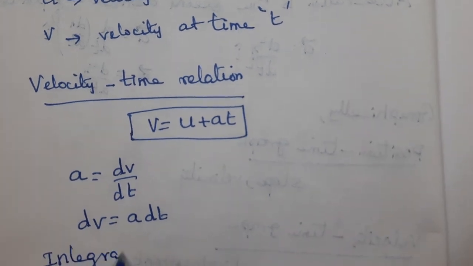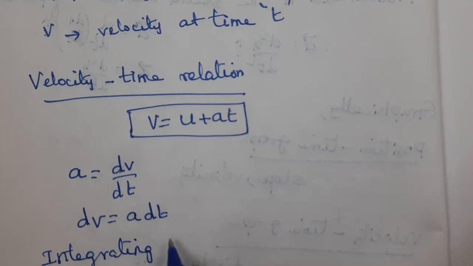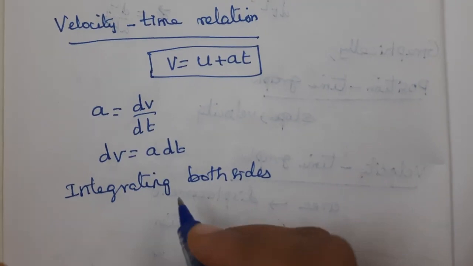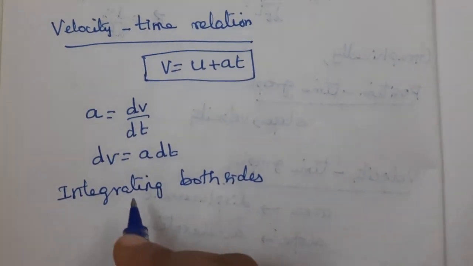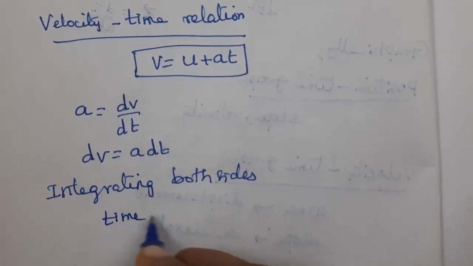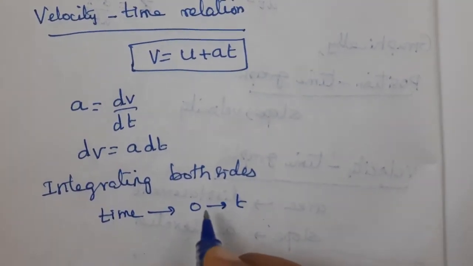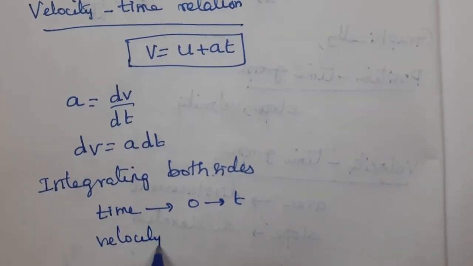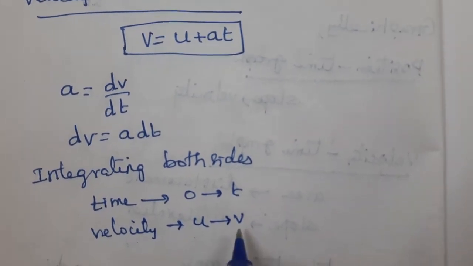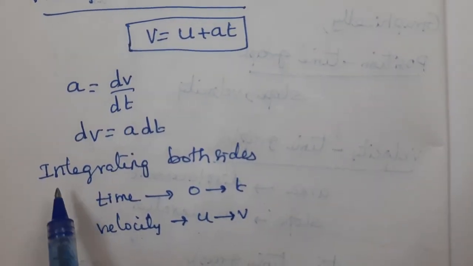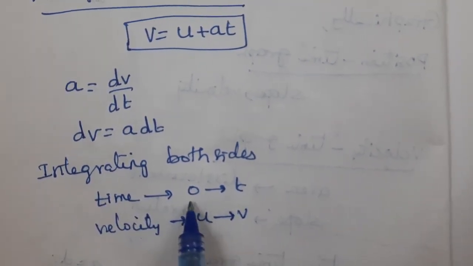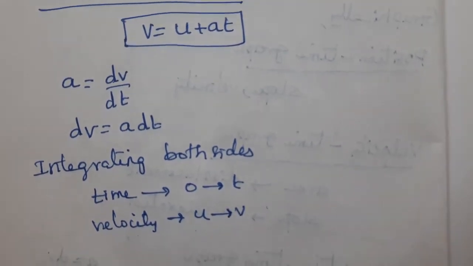Integrating both the sides. Here, the condition is that the time changes from 0 to t, and the velocity changes from u to v. This is the initial velocity, this is the final velocity. When we are doing the integration, we have to put the upper limit and lower limit, that is, the from and to positions we have to mention.